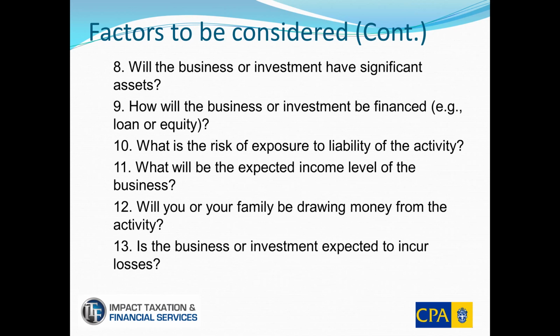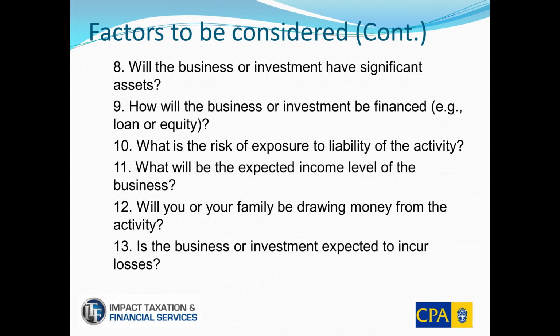Okay, number 12, will you or your family be drawing money from the activity? Remember we mentioned before. With a family trust, you can actually draw money out. And with a company, it's harder because there are Division 7A rules. If you want more details on this, then we can have more conversation on that after the seminar. Okay, number 13, is the business or investment expected to incur losses? Remember, some structures, you can't really use the loss to offset other income.